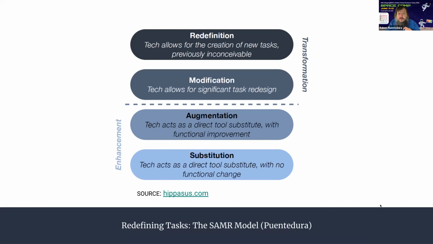So these two lower levels are what are called the enhancement levels, and they tend to have relatively small or negligible to small impact upon student outcomes. But the upper two levels, modification and redefinition, are the ones that have large impact upon student outcomes.